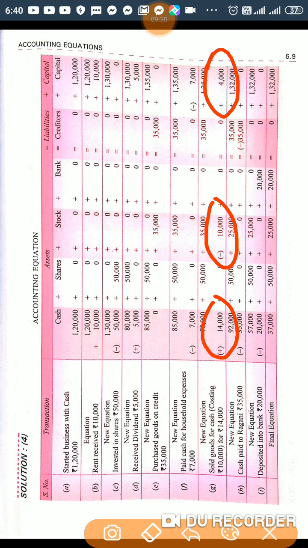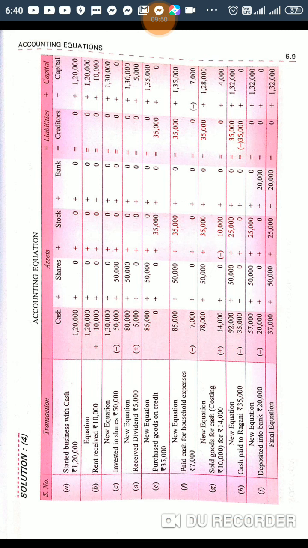So if you check the transaction in accounting equation terms, the net increase in asset is 14,000 minus 10,000, that is 4,000, and in the same way liability plus capital total is also increased by 4,000. So the equation is balanced. Now the new equation: cash becomes 92,000, shares remain 50,000, stock is now 25,000 after deduction of 10,000, bank is 0, creditors 35,000, plus capital 1,32,000 after adding 4,000.